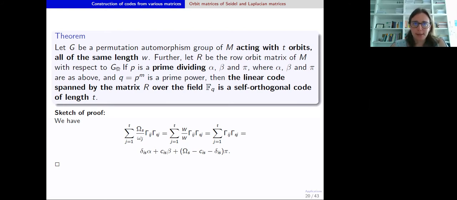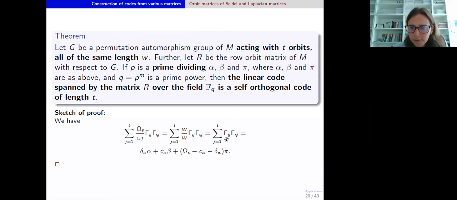If you take P to be a prime which is dividing the numbers alpha, beta, and p, then the linear code that you can obtain by spanning with the orbit matrix of these matrices is self-orthogonal and has length T. This is just a sketch of the proof, but I wanted to show you what is happening here. Very nice property. These are the same length, then everything is the same.